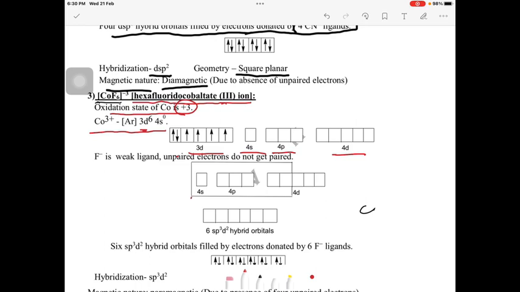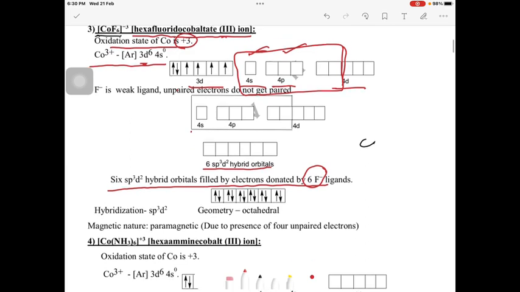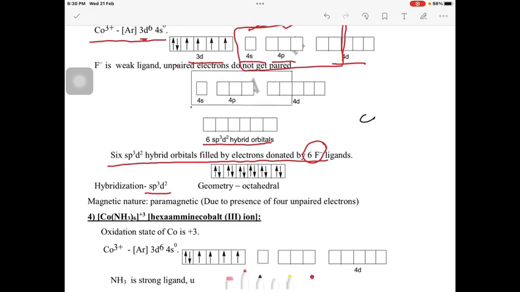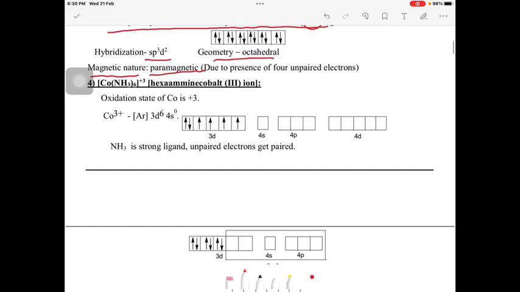So here 6 are required: 1 4s, 3 4p and 2 4d. So these 6 empty orbitals undergo hybridization, forming 6 sp3d2 hybrid orbitals. These 6 sp3d2 hybrid orbitals take electrons from F minus ligands, forming coordinate covalent bonds. That's why hybridization is sp3d2, geometry is octahedral. Magnetic property: observe here there are unpaired electrons, 1 2 3 4, 4 unpaired electrons, that's why it is paramagnetic in nature.